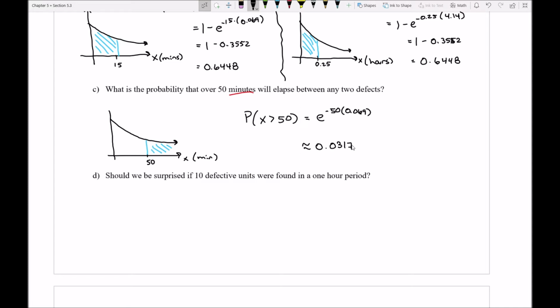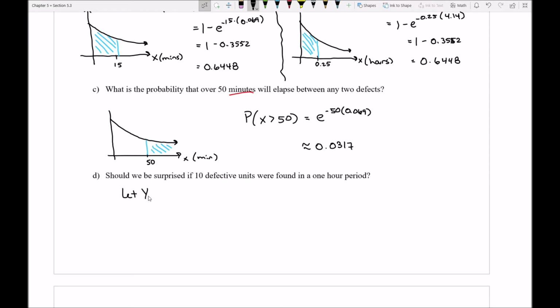Okay, we got to be careful here. If you take a look at all the previous parts in this question, we've been asking something like, how much time is going to elapse before the next defect, or between any two defects? But are we really asking about here how much time is going to pass? Not quite. In part D, we're asking a question of, should we be surprised if 10 defective items are found if the time period is fixed? Well, this is very strange.